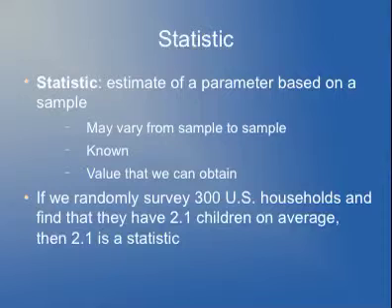So these statistics may vary from sample to sample. If we selected 10 students and asked their height, that would be different than if we asked another 10 students. But roughly, we want to use the statistics we gain from sampling and relate that back. So if we randomly survey 300 US households and find that they have 2.1 children on average, then 2.1 is a statistic. Our goal with statistics is being able to take that value that we got of 2.1 and see how close it is to the parameter that we want to figure out.